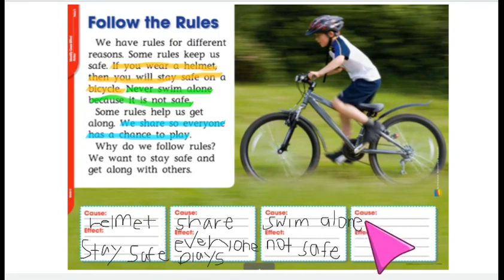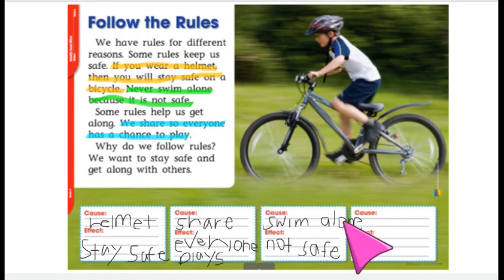Can you think of one more cause that we read about? What else was happening in this passage? Think of the effect that comes after. Remember, the cause is what happens. The effect is the result. Think about what we read. You could even think about some rules at home.